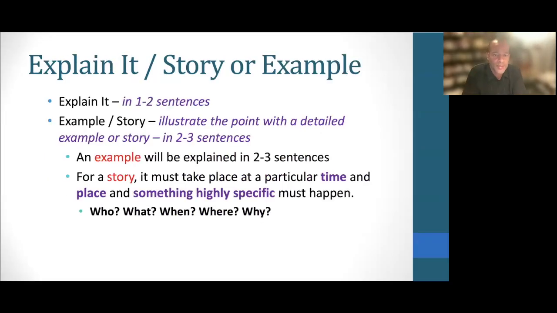With the explanation, we're doing that in 1 or 2 sentences, and the example or story in 2 or 3 sentences. If you're using a story, remember that a story, like we learned in speech number 1, is going to be a particular time and place, and something highly specific has to happen. Think about those 5 W's if that's helpful: who, what, when, where, and why. Just make sure that we're giving something thorough that makes sense to the people. You haven't left them with lots of questions, but short, because our presentation is short, okay?